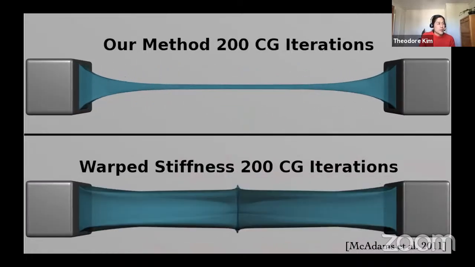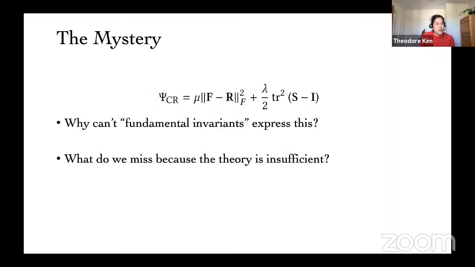Well, we're still left with the same question though, which is, all right, so we have these supposedly fundamental invariants. What went wrong? Why were they not able to actually express this energy that everyone actually uses? And then there's a follow-up question to this, which is, okay, so is there a piece of missing theory here that makes all this insufficient?